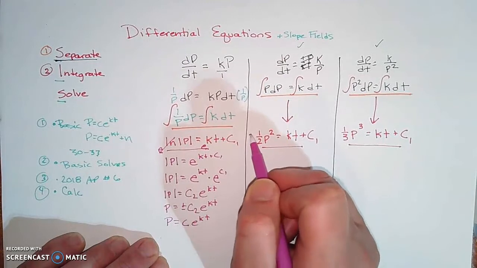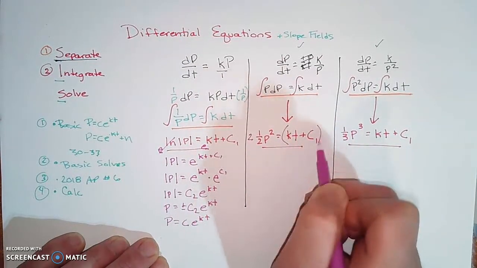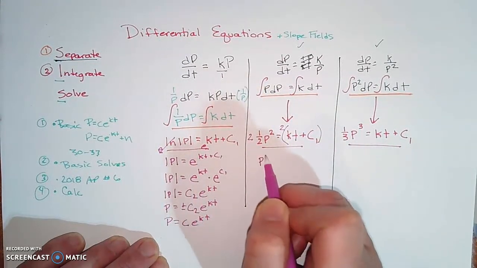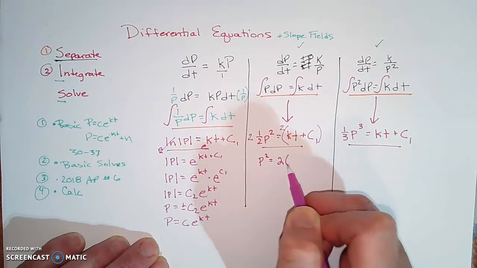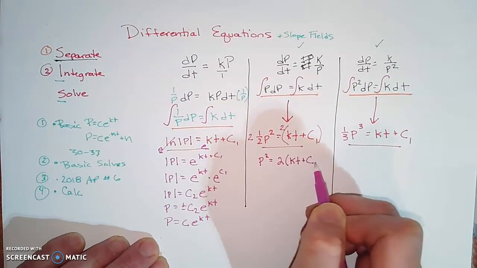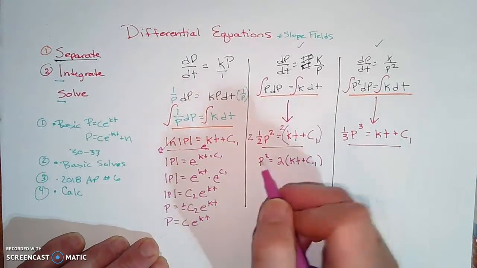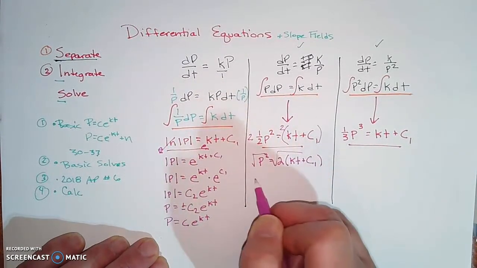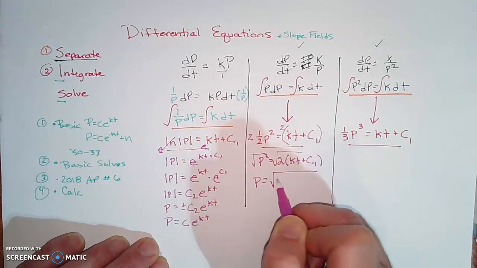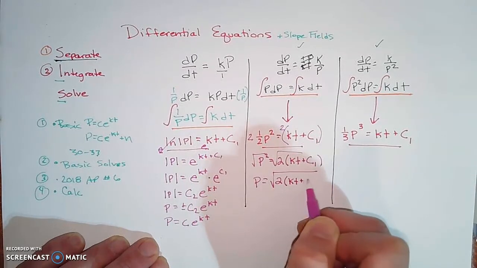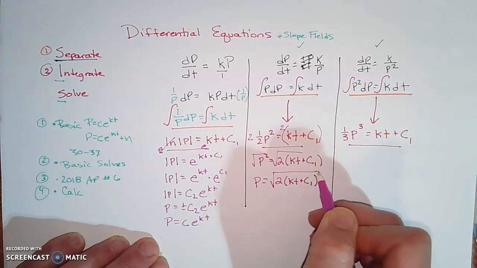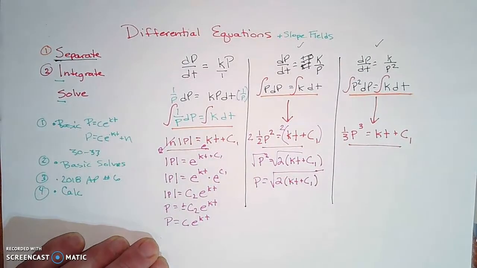So to this one, I'm going to multiply by 2 on both sides to begin with. P squared equals 2kt plus C1. I'm going to leave it like that. To get P by itself, I'm going to square root both sides. P equals the square root of 2kt plus C1. And I will leave it like that. That's P solved by itself.